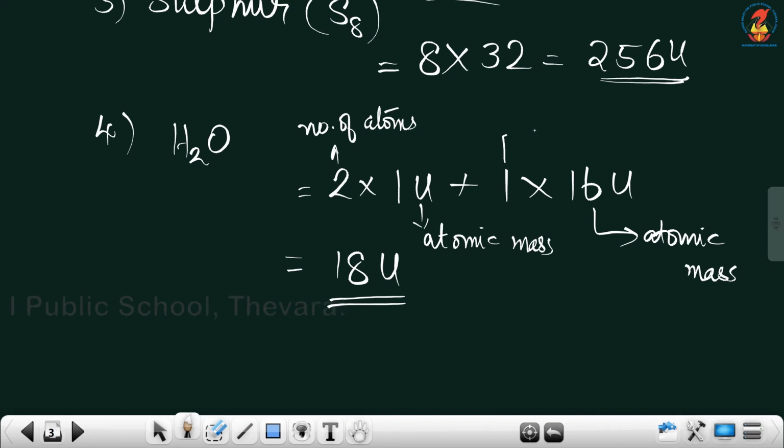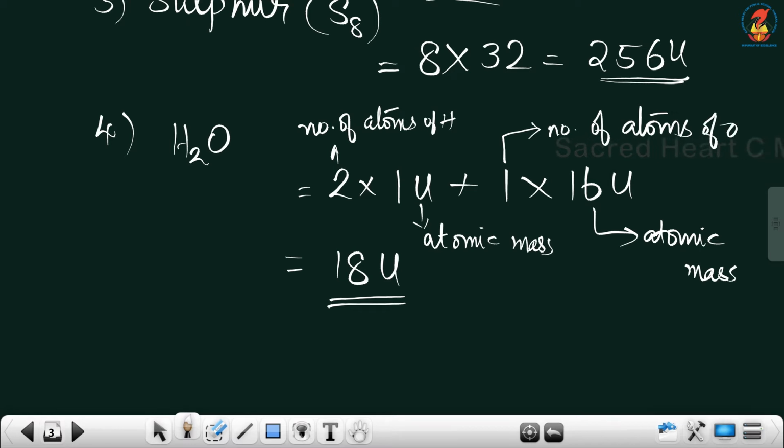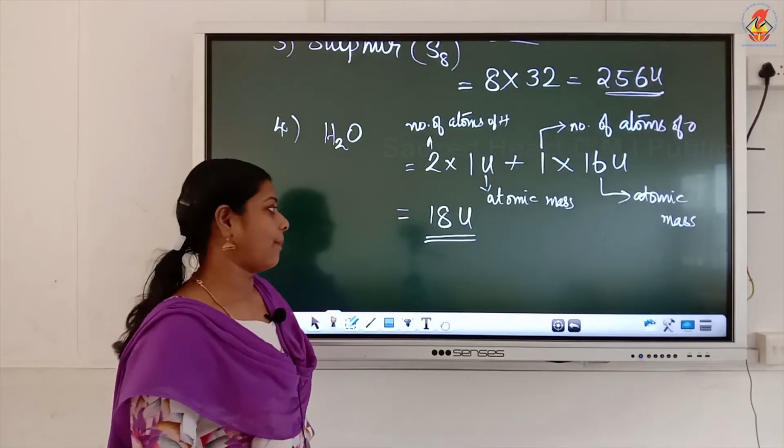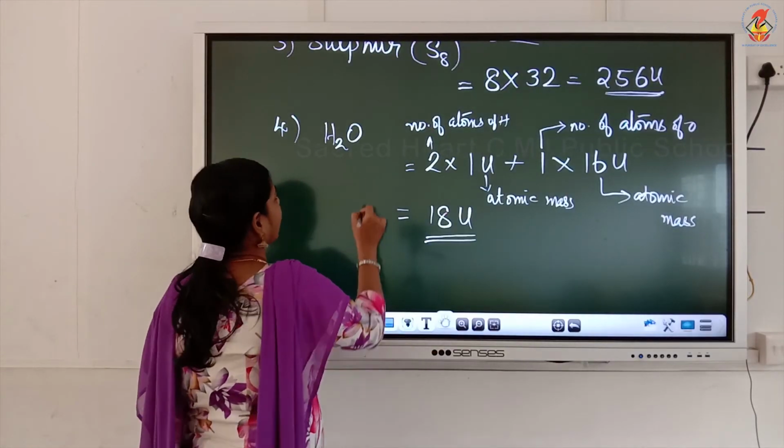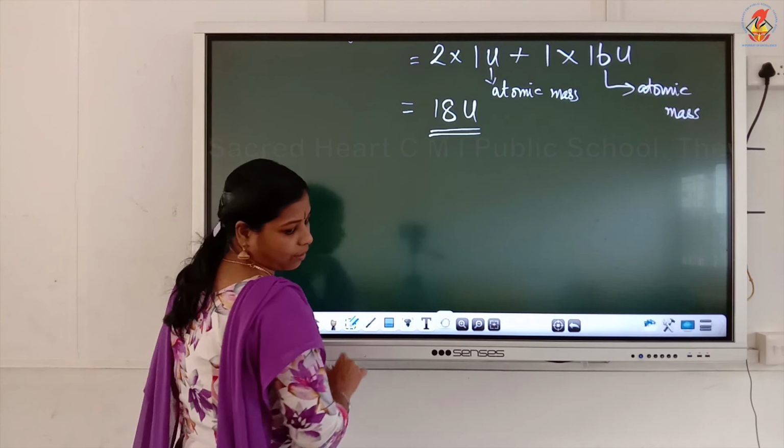And this is also the number of atoms. Here we are considering the atoms of hydrogen and oxygen. So the number of atoms of hydrogen, the number of atoms of oxygen, we have to multiply them. And then again we can see a few more examples for the compounds.